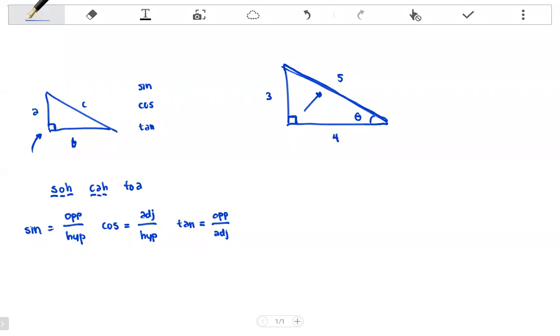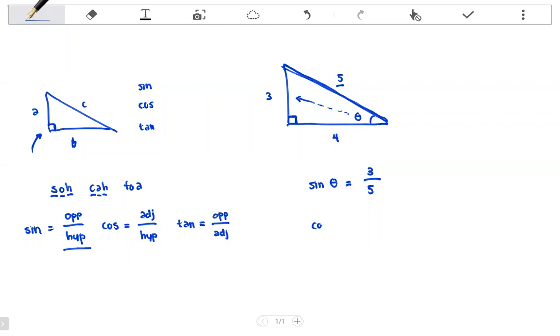And what does sine tell us? Well, if we're trying to find sine of this angle theta, sine is opposite over hypotenuse, right? Opposite of this angle, what is it? It's just going to be 3. And what's the hypotenuse? Well, the hypotenuse is 5. So sine theta is going to equal 3 over 5.